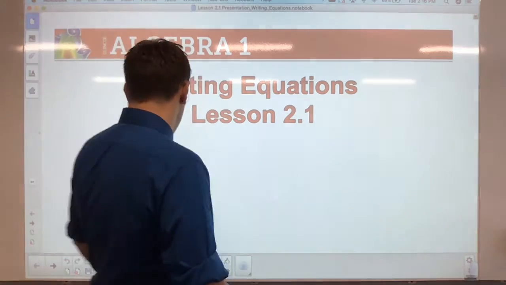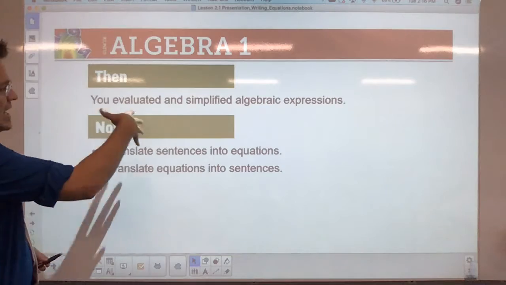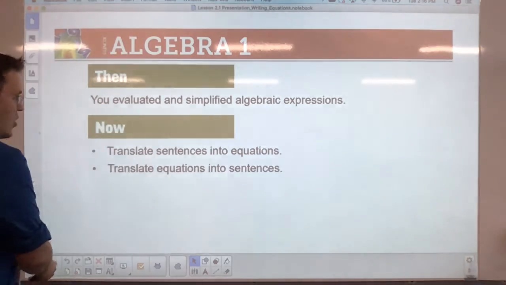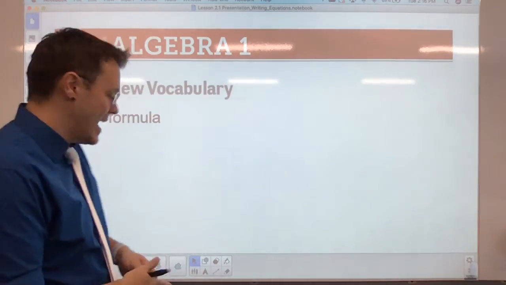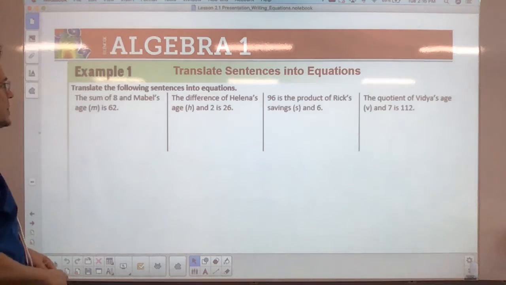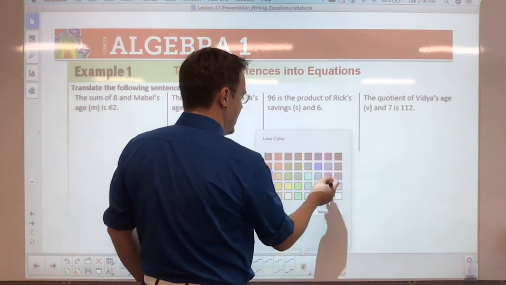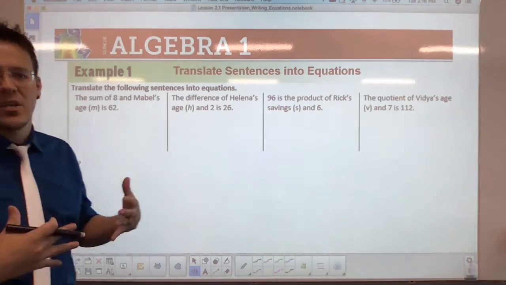Very first thing you want to do when you set this up is we're going to skip through the bell work. You guys have evaluated and simplified. Now we're going to translate, okay? We're going to be taking everything that we can and translating it into an actual formula. So simple enough, we're just writing these formulas out today. We're not solving anything. We're not doing anything crazy. We're just making sure that we can identify what is being written there.